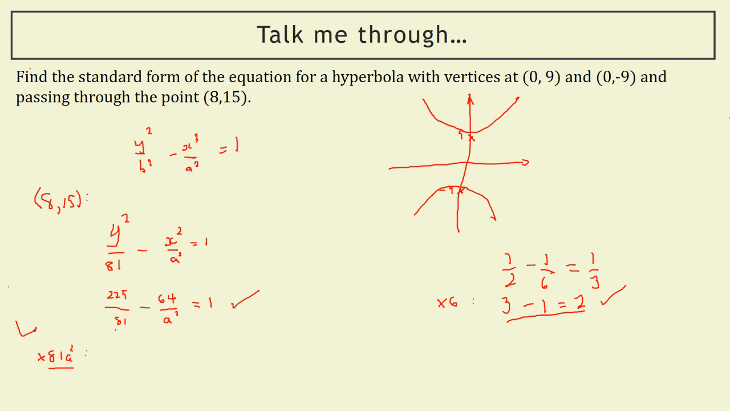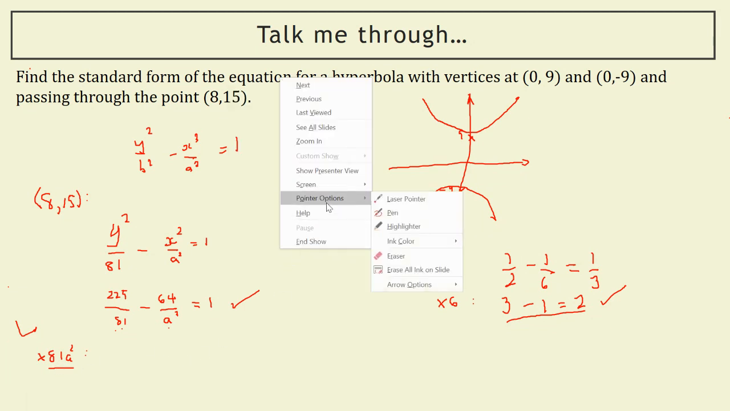All I'm doing is looking at what's here. I've got an 81, I've got an a squared. I want to clear both of those denominators, so I multiply by the lowest common multiple. Then you times it by a squared to clear the a squared bit, so we do it all in one go. If you want to, write it out longhand once you've done that. The important thing is that you recognize you're going to multiply by that common denominator.